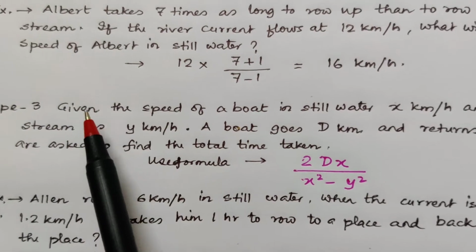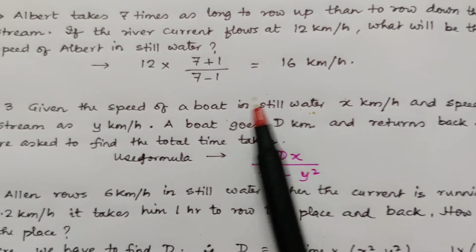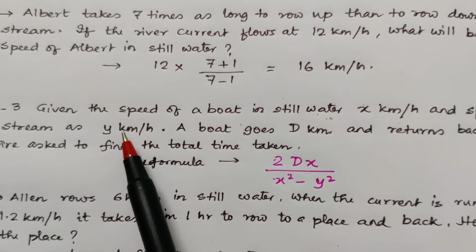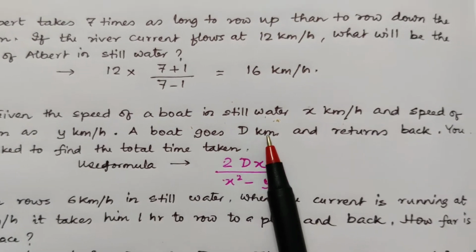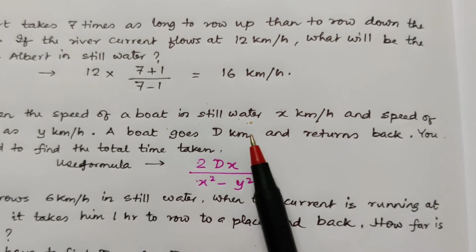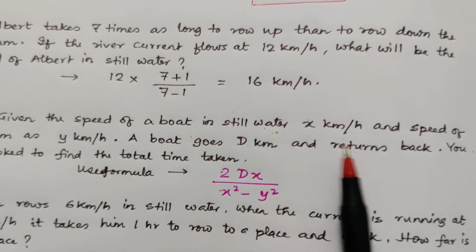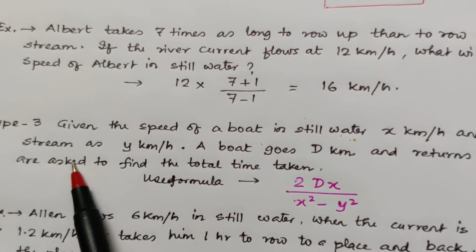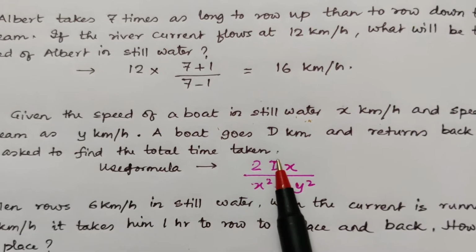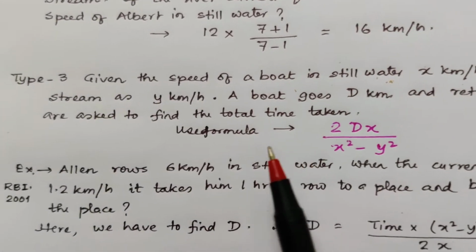Type 3. It's given the speed of a boat in still water and the speed of the stream. The speed of the boat is x and speed of the stream is y. A boat goes d kilometer and returns back. So once it goes upstream d kilometer and then returns d kilometer downstream. You are asked to find the total time taken. So we can use the formula 2 into d into x by (x square minus y square).